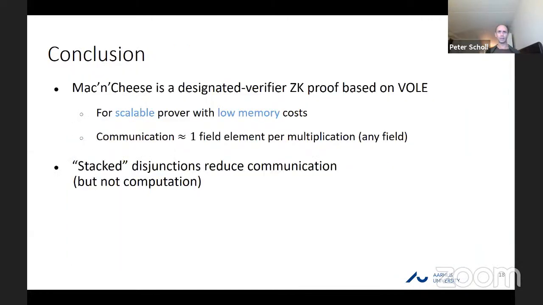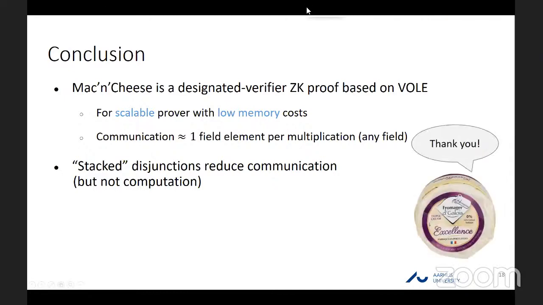Okay, so to conclude, mac and cheese is a practical zero-knowledge proof system based on vector oblivious linear evaluation in the designated verifier setting, and it gets scalable prover runtimes with low memory costs and relatively small communication of as small as one field element for multiplication, as well as this stacked disjunction optimization for reducing communication. Interestingly, it's an open problem to apply the same kind of optimization to also reduce computation for the prover. And that's all I wanted to say. Thanks for listening.